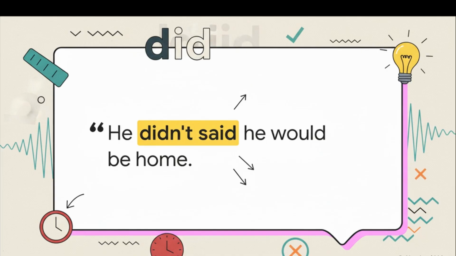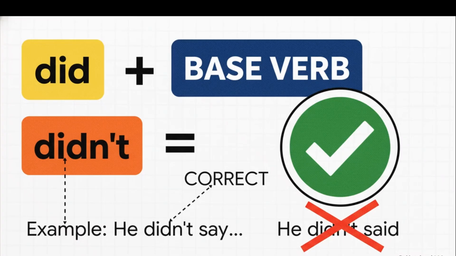Think back to our little helper verb. And here it is. This is the golden rule, you guys. After you use did or didn't, the main verb has to go back to its original base form. So it's not didn't said, it's didn't say. It's not did you went, it's did you go. Nail this one rule and you will sound so much more fluent.